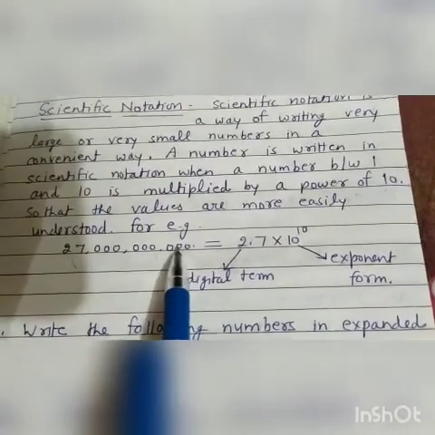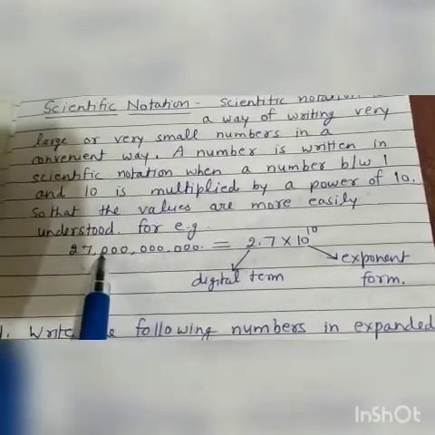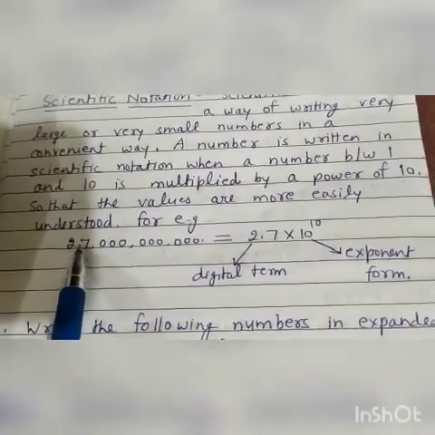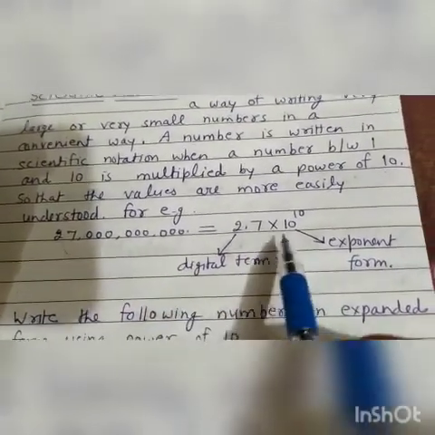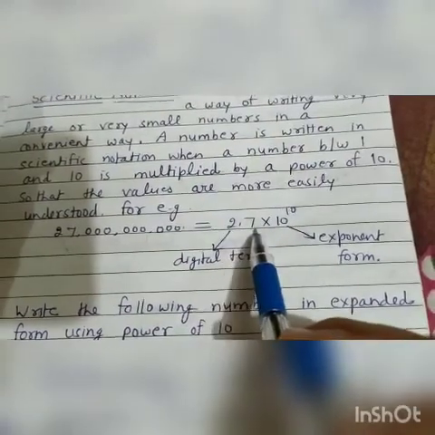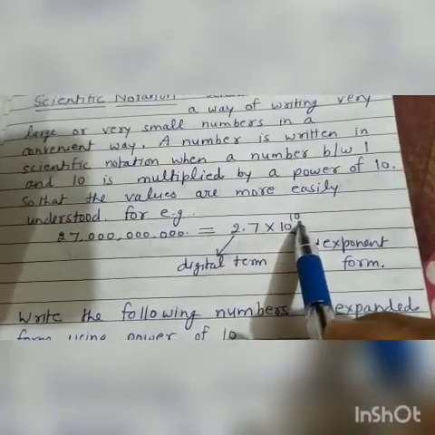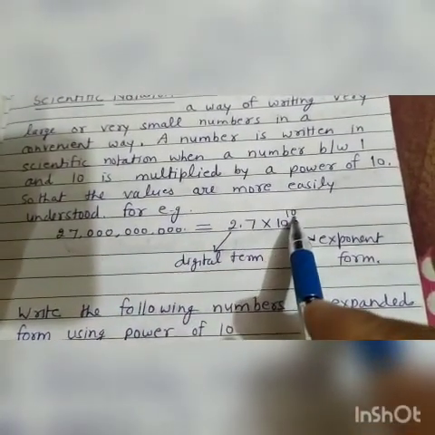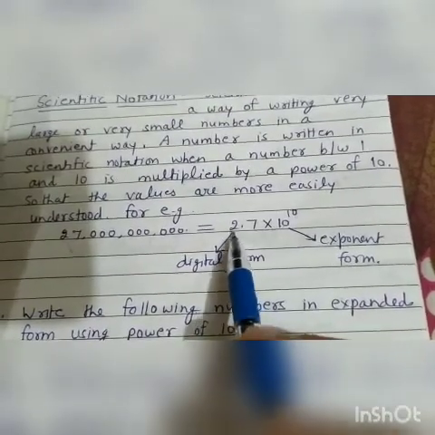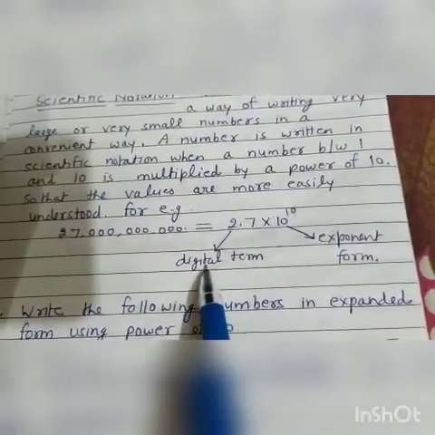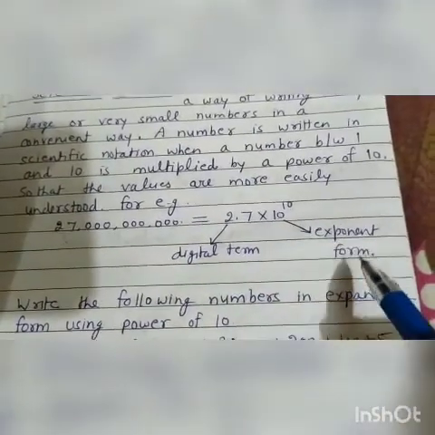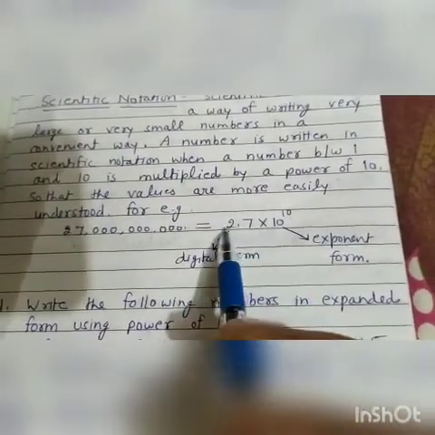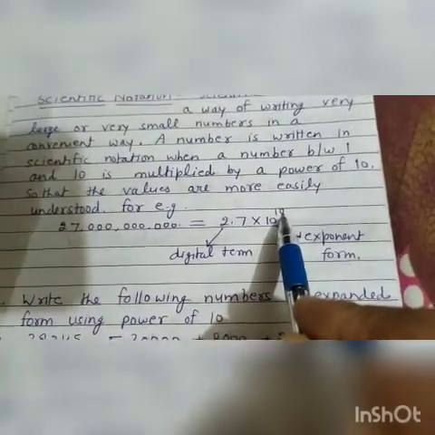Why? Count the digits: 1, 2, 3, 4, 5, 6, 7, 8, 9 and 1 this 7. So when we put the decimal here, after the decimal there are 10 digits. So it is multiplied by 10 power 10. We can read it as 2.7 multiplied by 10 power 10, means 27 billion can be read as 2.7 multiplied by 10 power 10. In this number, 2.7 is known as the digit term and 10 power 10 is the exponent term. So which is easier to read? I think 2.7 multiplied by 10 power 10 is easier to read.